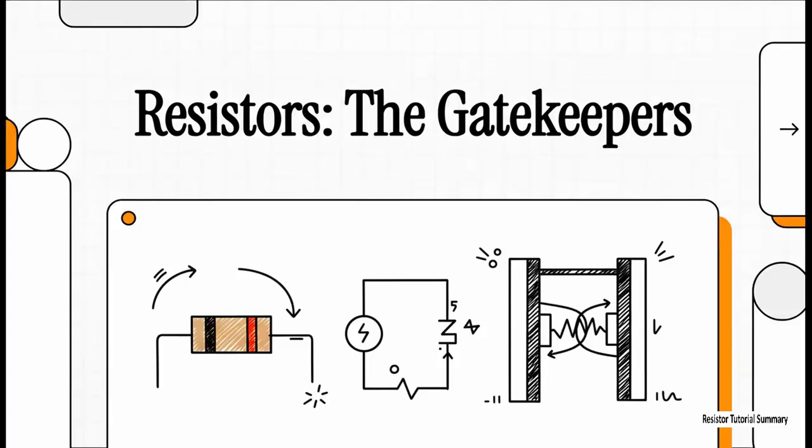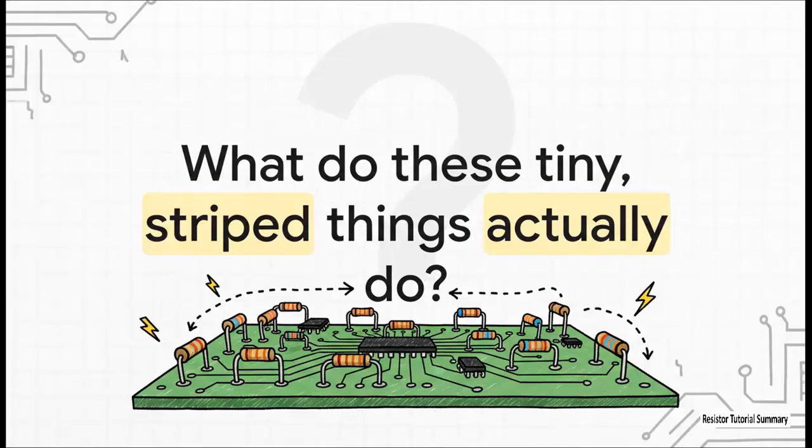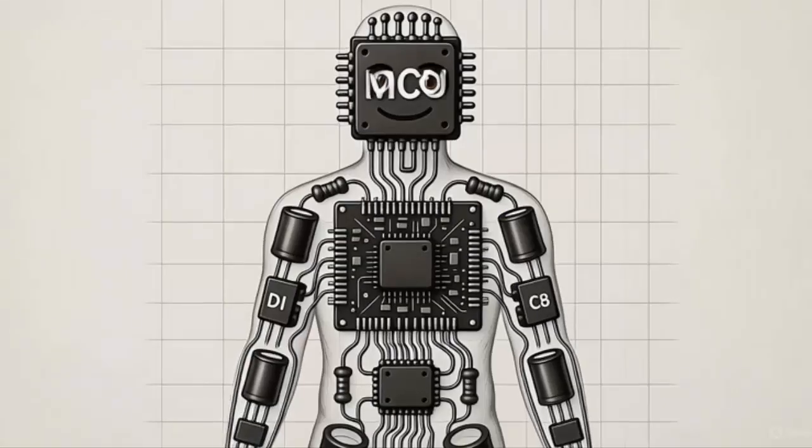Hey everyone, and welcome. Today we are diving deep into the world of electronics to decode one of the most essential, most common components out there, the resistor. Seriously, these things are in everything, and we're going to figure out exactly what they do. You know what I'm talking about, right? If you've ever cracked open an old remote or looked inside your computer, you've seen them. Hundreds of these tiny little components that look kind of like colorful bugs just sitting there. So what's their deal? Let's get into it.